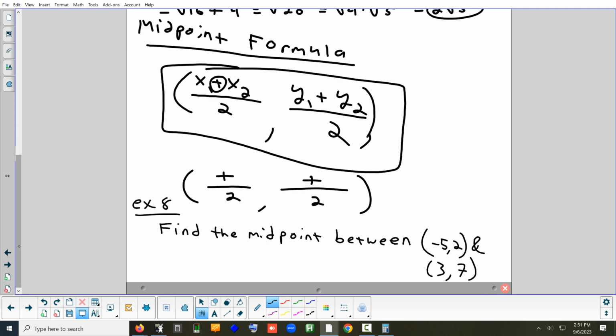Okay. What's x1? -5. And x2? 3. How about y1? 2. And y2? 7. So when we're done here, the answer is not going to be a number, it's going to be a coordinate. That's the midpoint formula. You can leave your final answer with a fraction or a decimal, unless they specifically ask you for one or the other. So what's -5 plus 3 divided by 2?